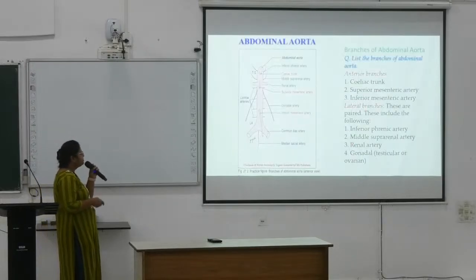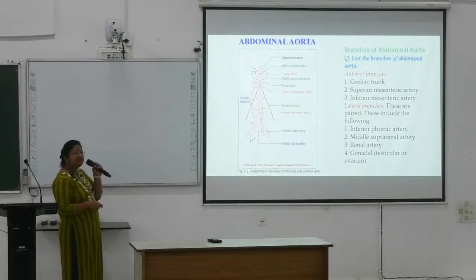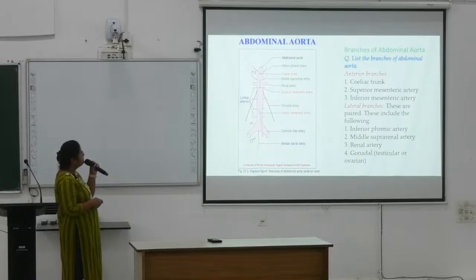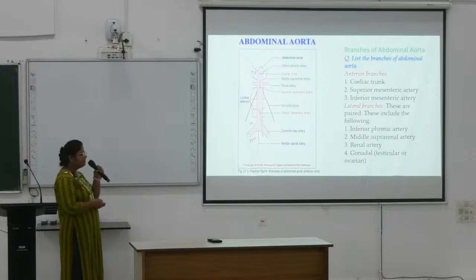Next, so these are the branches we have discussed in previous class. So anterior branches are three branches: celiac trunk, superior mesenteric artery, inferior mesenteric artery. Then lateral branches, these are paired branches, and these include this inferior phrenic artery. Here is the green one are the lateral branches. Inferior phrenic artery, middle suprarenal artery, renal artery, and gonadal, testicular or ovarian. Testicular for male and ovarian for female. Okay, so these four are the lateral branches.